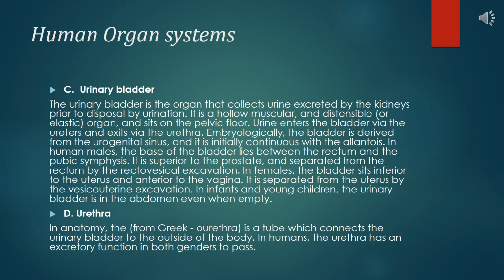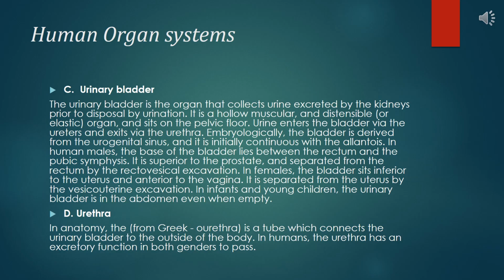In human males, the base of the bladder lies between the rectum and the pubic symphysis. It is superior to the prostate and separated from the rectum by the rectovesical excavation. In females, the bladder sits inferior to the uterus and anterior to the vagina. It is separated from the uterus by the vesicouterine excavation. In infants and young children, the urinary bladder is in the abdomen even when empty.